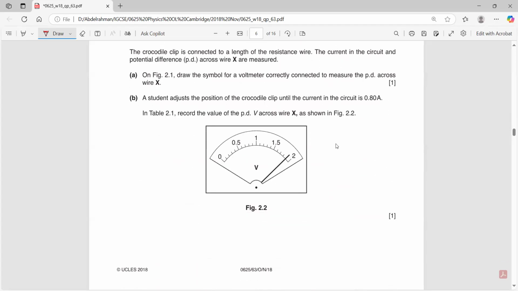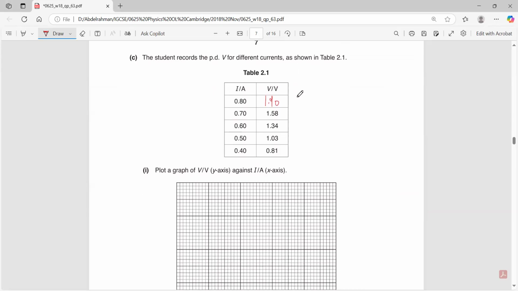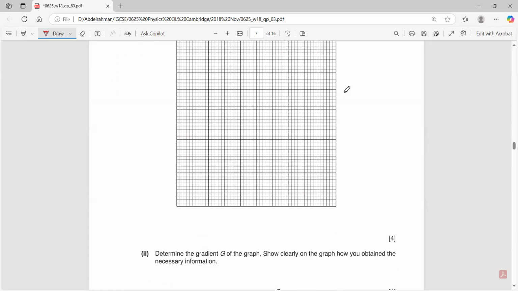A student adjusts the position of the crocodile clip until the current is 0.8 amperes. In table 2.1, record the value V. What is the value V of the voltage? Yes, it is 1.9. In the table, we need to write down 1.9 or 1.90 to have three significant figures. The student records the potential difference, plot a graph with V on the y-axis. So you have V slash V on the y-axis, and then you have I slash A on the x-axis.